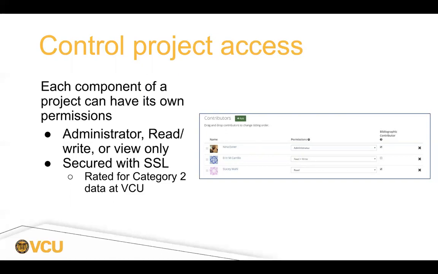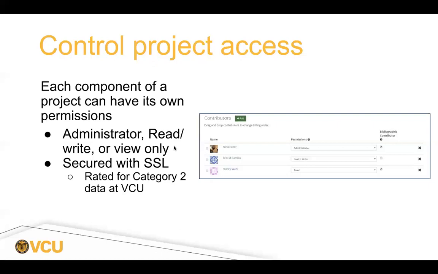And all of this has security certificates in the VCU data security parlance. We rate it as for category 2 data. So that means you can't use it for health data without de-identifying the personal health data, but you can use it for the sort of mid-level human subjects data. So if you're doing a survey, if you're doing an interview where it's not super secure, it's not like an issue of using illegal drugs or working with children or one of those very sensitive areas, you can usually use it for identifiable human subjects research.